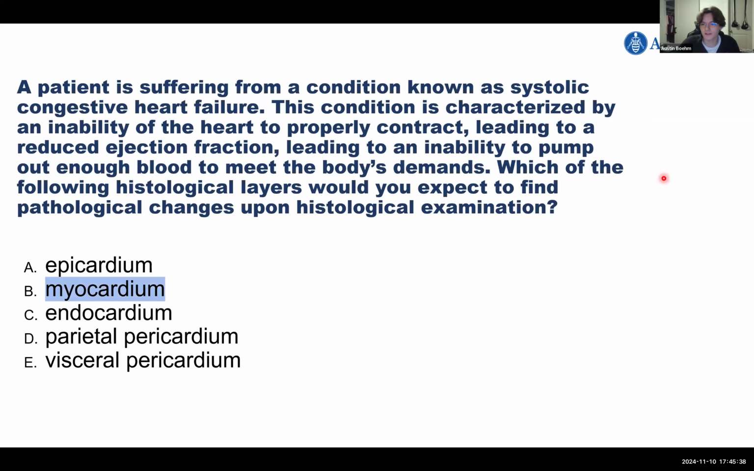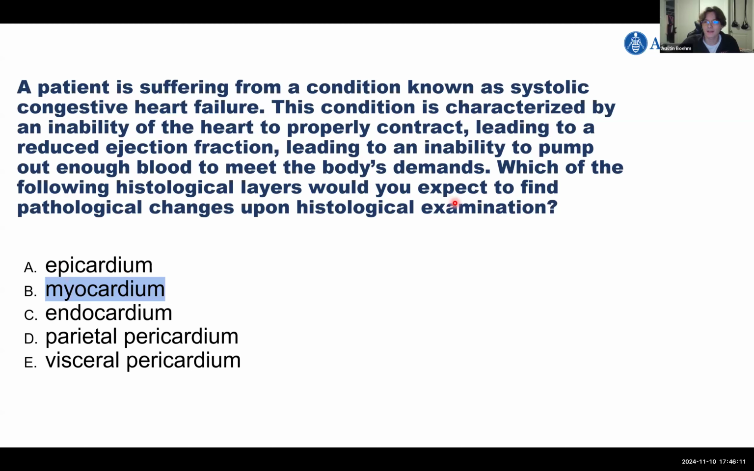So the correct answer here is myocardium. And the reason for that, that I was trying to get at with this question, is there's a systolic failure. The heart isn't able to contract, and those contractile cells are going to be the muscles. So what happens in this condition is the heart kind of stretches out like a balloon, and there's going to be a weakening of the muscle cells, which are located in the myocardium. So if you have an issue where the heart is unable to pump, it's weak, and it can't meet the body's demands, that's going to be an issue with the myocardium that you would see.